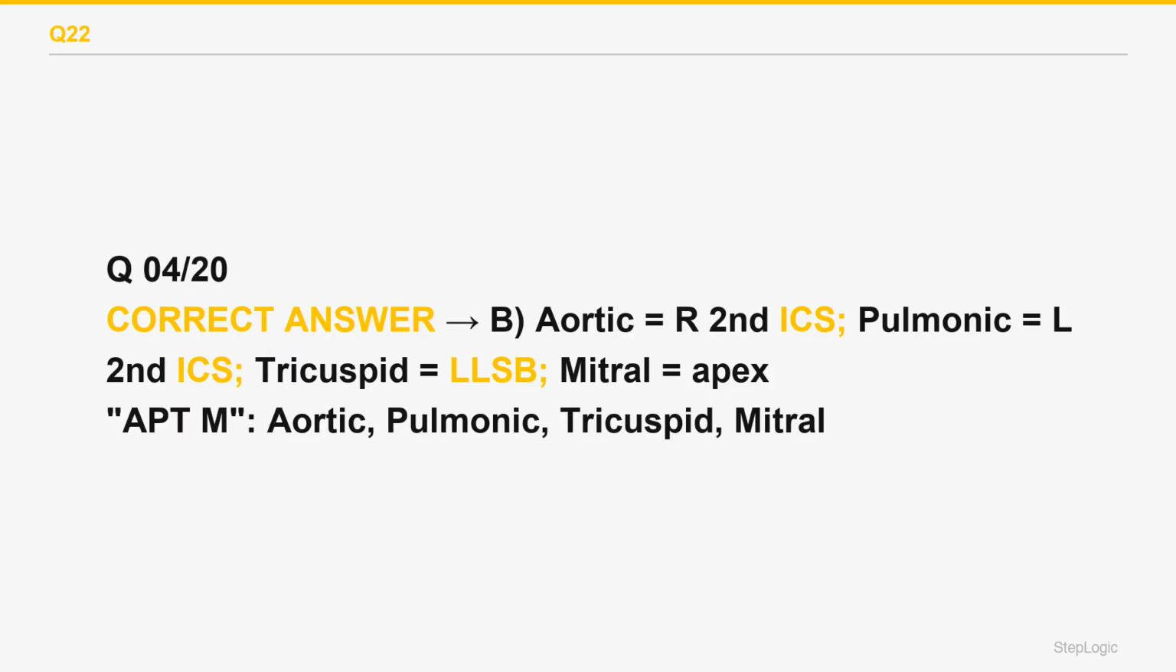The correct answer is B. These locations reflect where each valve's sound radiates with blood flow, not the anatomic position of the valve. Knowing them lets you localize murmurs.